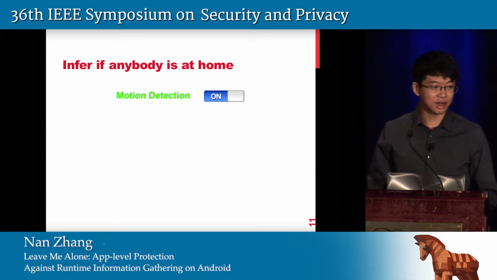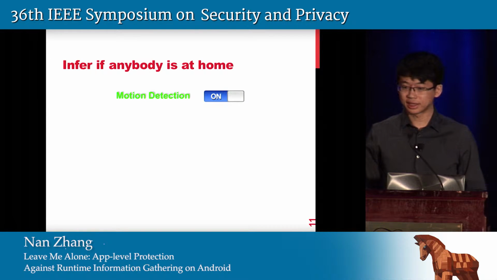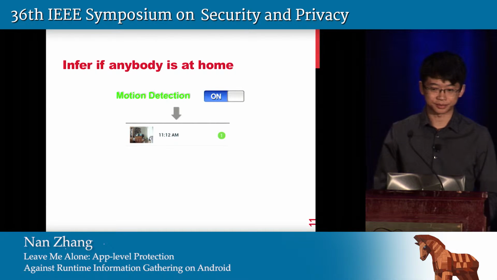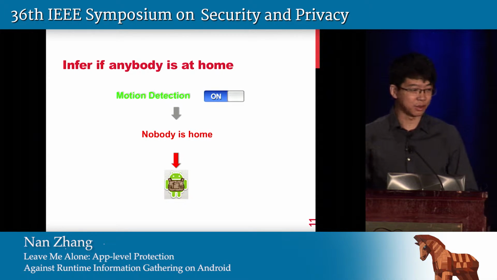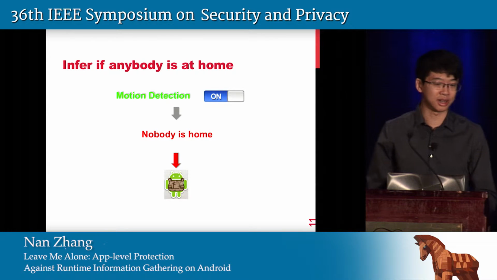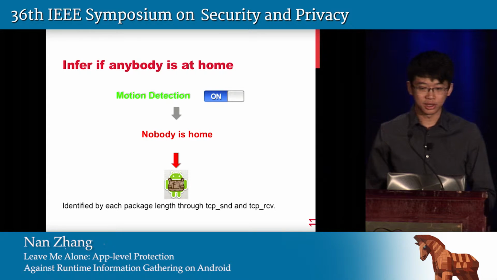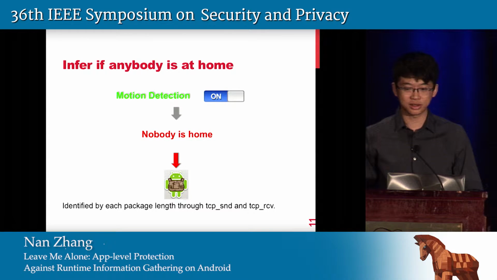There is a function called motion detection in NetCam that enables the camera to record video if the image it captures has changed, and raise an alarm to the user. However, if the user enables this function, it also means that she's not at home, because otherwise the motion detection will generate lots of alarms. So a malicious app installed on the phone could infer such information through the traffic statistics side channel.